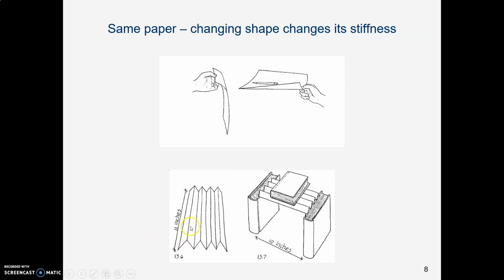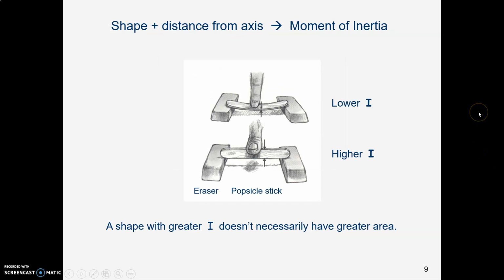Or you could take that same piece of paper and fan fold it and put it on top of a couple of supports, and it would be stiff enough you could support a book on it. What you have done is you've taken the same area and increased its moment of inertia.